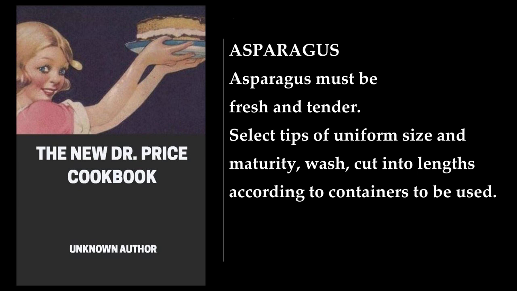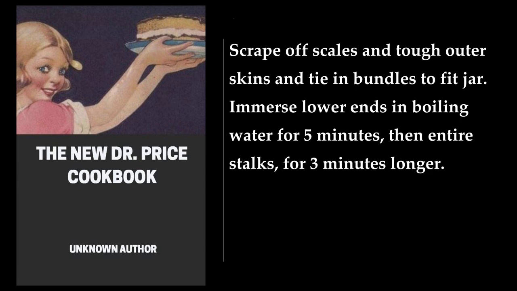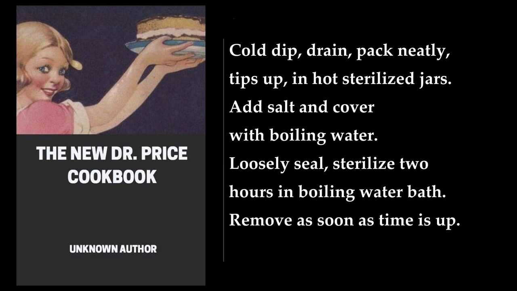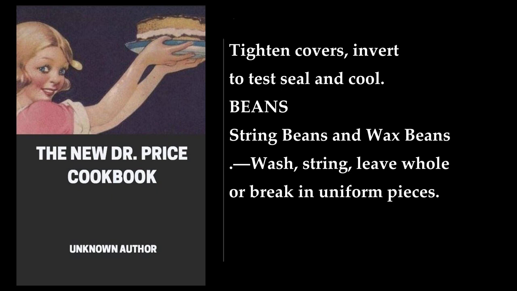Asparagus. Asparagus must be fresh and tender. Select tips of uniform size and maturity, wash, cut into lengths according to containers to be used. Scrape off scales and tough outer skins and tie in bundles to fit jar. Immerse lower ends in boiling water for 5 minutes, then entire stalks, for 3 minutes longer. Cold dip, drain, pack neatly, tips up, in hot sterilized jars. Add salt and cover with boiling water. Loosely seal, sterilize 2 hours in boiling water bath. Remove as soon as time is up. Tighten covers, invert to test seal and cool.